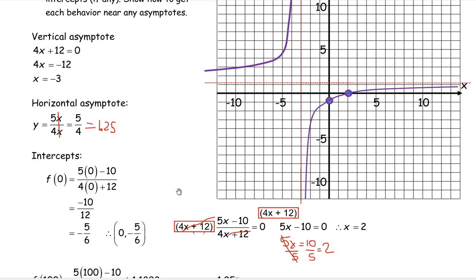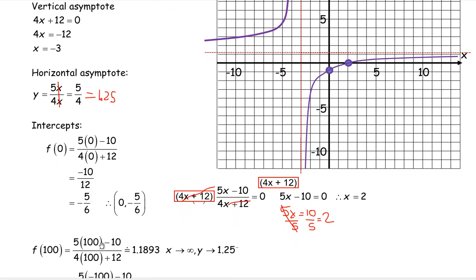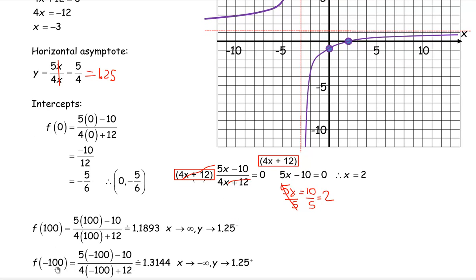Now, end behavior. Let's look at the horizontal first. Where is it below and above? So again, put a large positive and a large negative number in place of x, like 100 and negative 100, or 1,000 and negative 1,000. I did 100, and the function value at 100 is approximately 1.1893.